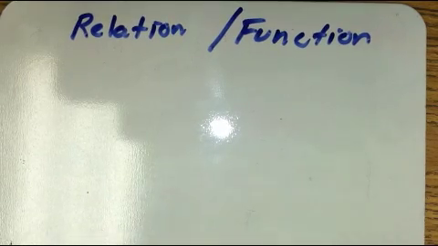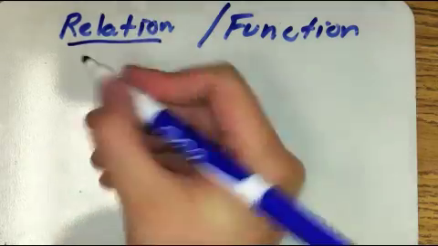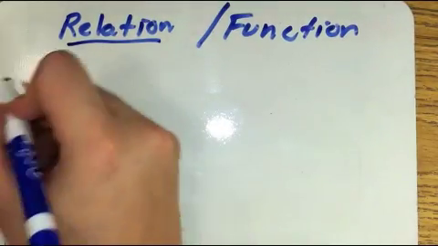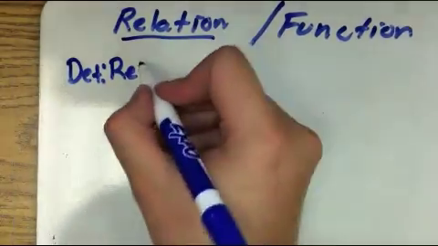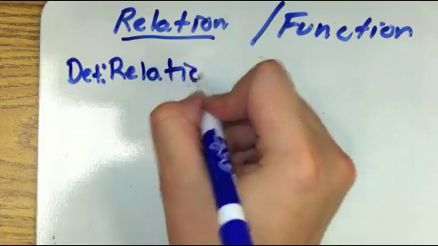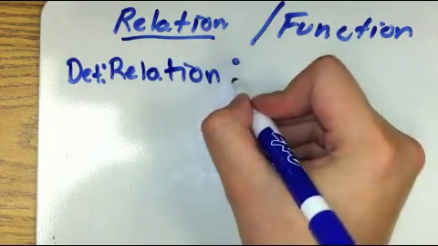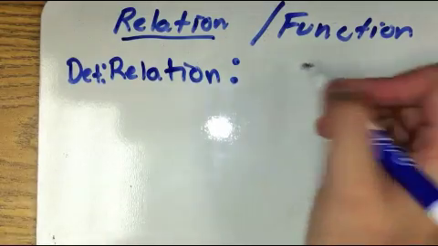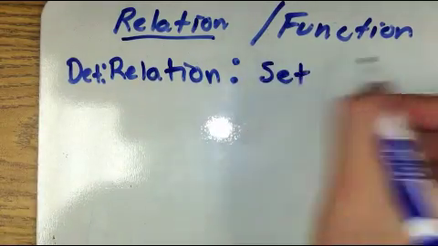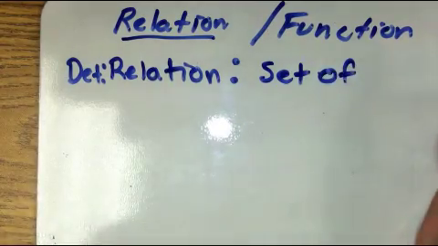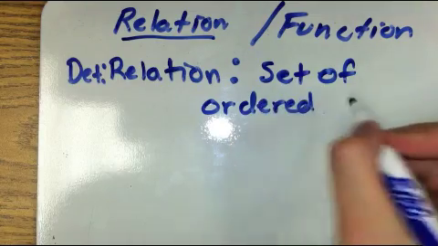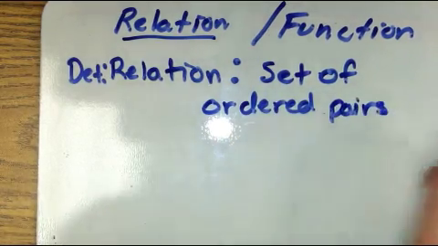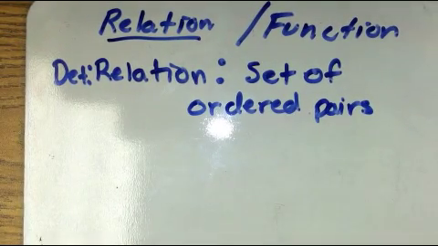Let's start with what is a relation? Okay, what is a relation? Okay, let's make a very simple definition here. All that I'm going to say, it's a set of ordered pairs. Okay, set of ordered pairs.